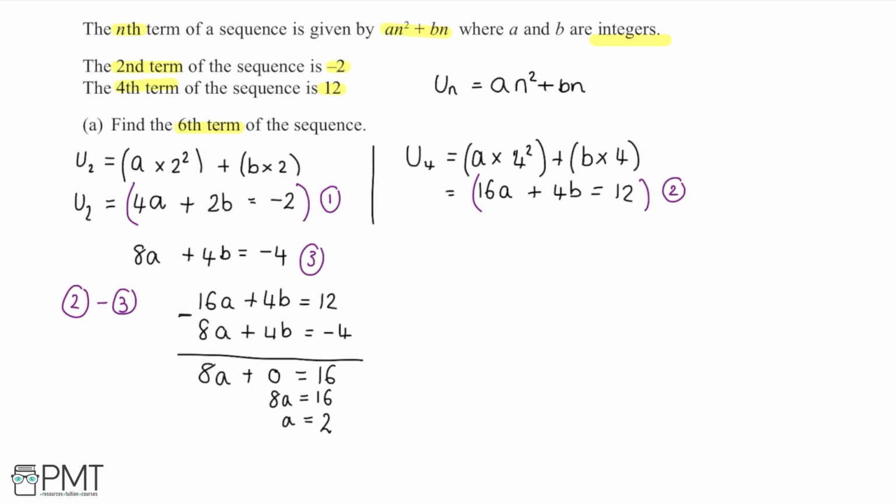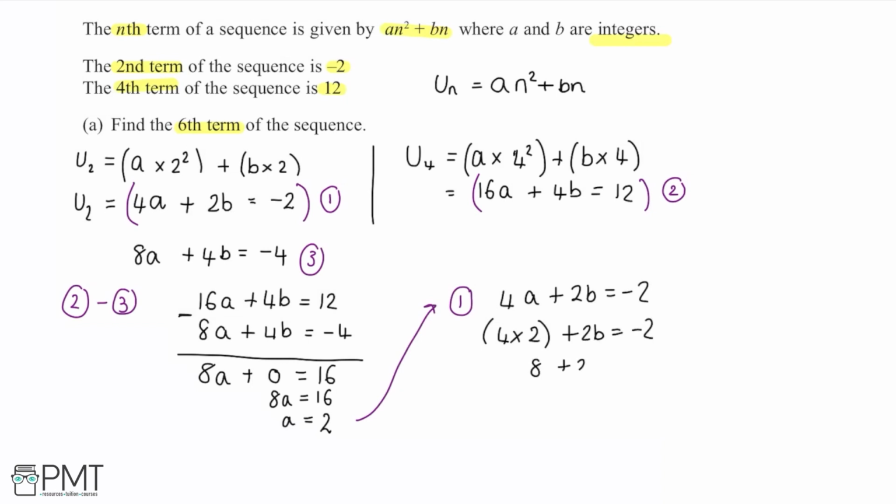And then we can just substitute this value for a back into an equation. So if I take this back into equation 1, for example, we have 4a plus 2b is equal to minus 2. So 4 times the value of a, which we just calculated to be 2, plus 2b is equal to minus 2. So 8 plus 2b is equal to minus 2. We can subtract 8 from both sides to get 2b is equal to minus 2 minus 8, so minus 10. Divide both sides by 2, and we have b is equal to minus 5. So we've now solved these equations simultaneously and have found values for a and b.